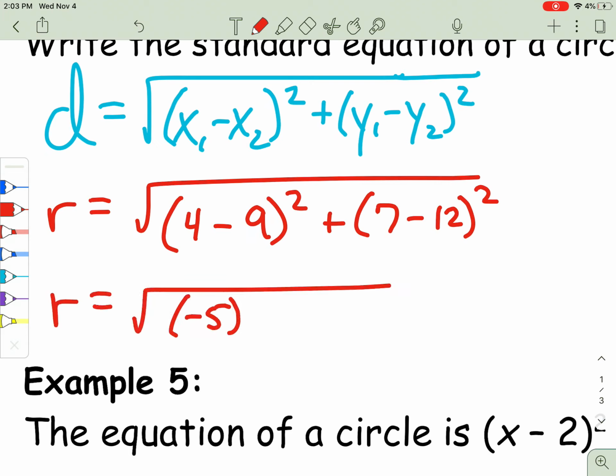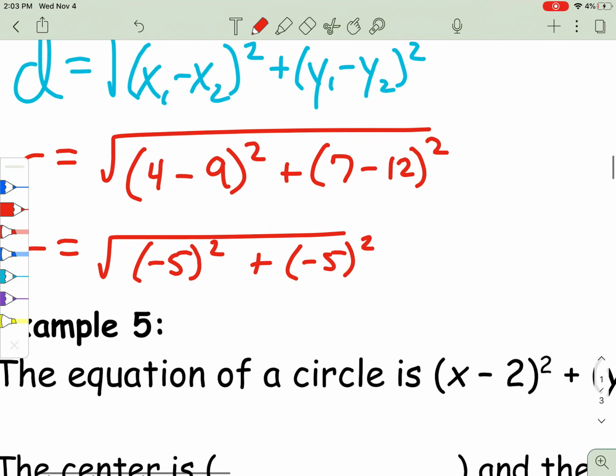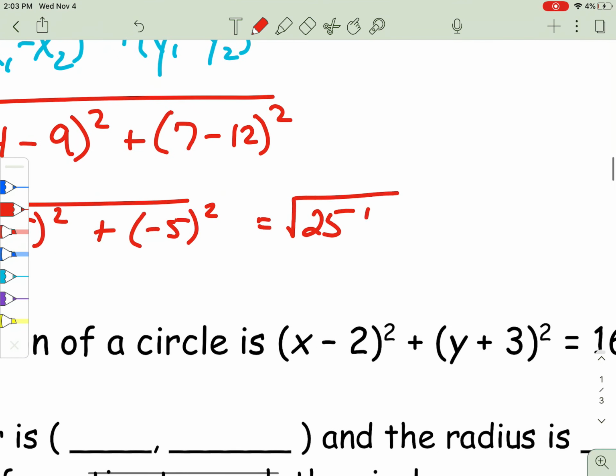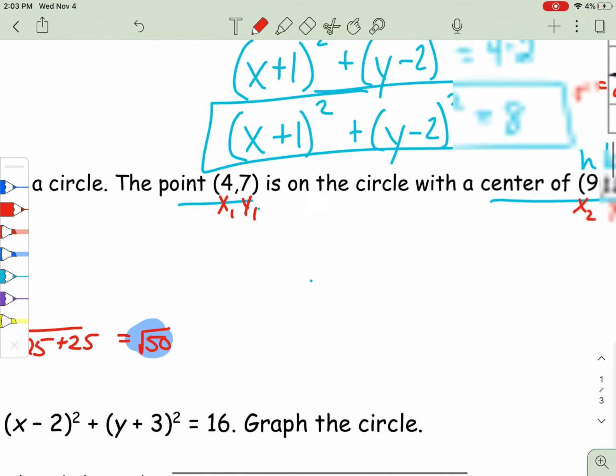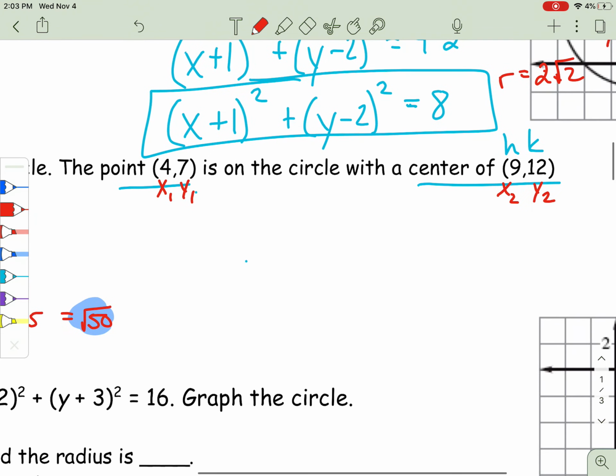So this would give me negative 5 squared. This would also give me negative 5 squared. Okay, so that is the square root of 25 plus 25, which is square root of 50. Now, usually I'd say simplify that radical, but because this is the radius, we don't really have to, because we're going to plug it back into the formula with our center at 9, 12.